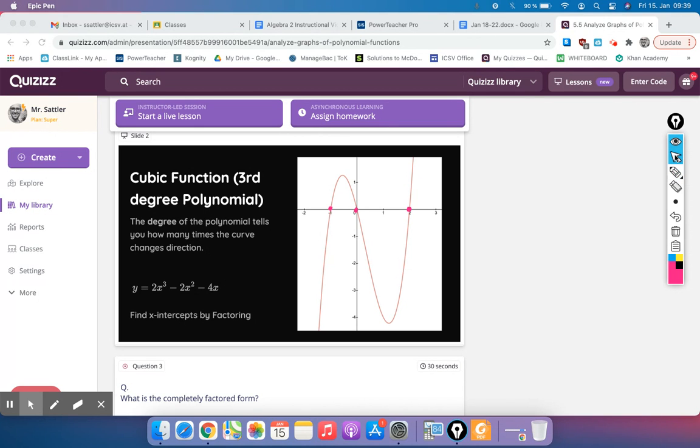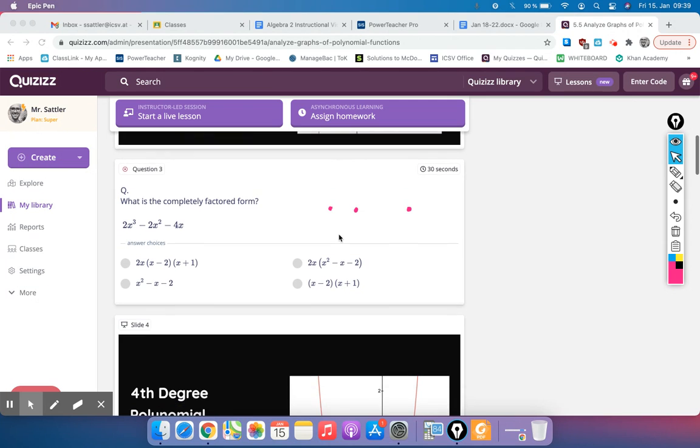So the next slide shows the completely factored form, which is this one. And the way we do that is by looking at each one of these has a 2x in common. So we factor that out, and then what would we multiply 2x by to get 2x cubed? So that would be x squared. What would we multiply 2x by to get negative 2x squared? That would be minus x. And what would we have to multiply 2x by to get negative 4x? That'd be minus 2. Notice that's this option, but that's not fully factored.